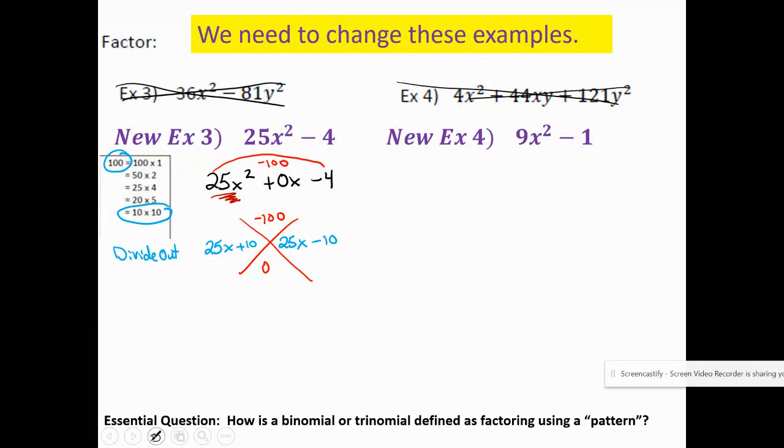And now we have to divide out. So what can we divide by? You can divide by 5s. So remember, divide by whatever number you can. And in this case, the only number we can divide on both sides by is 5. So that would be a 5x plus 2. And this side would be a 5x minus 2.